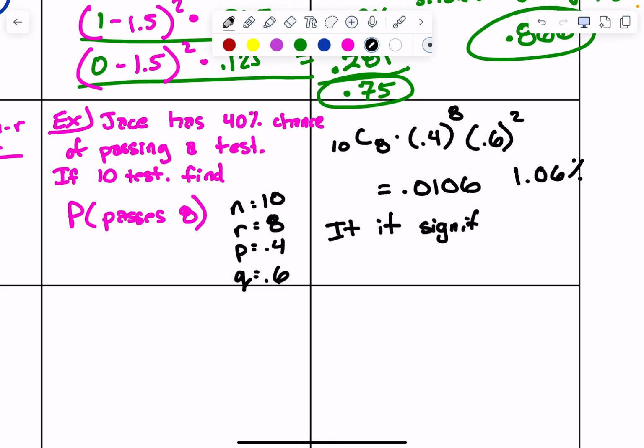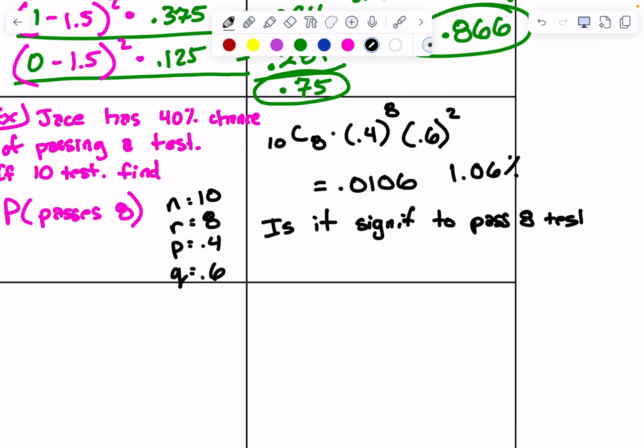Is it? That's not Is what I it? got. Is it? That's not what you got? You did it wrong. I put Is it significant to pass 8? Yes. Oh, wait. I guess we have.